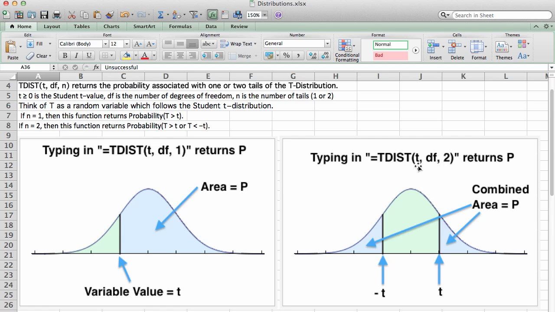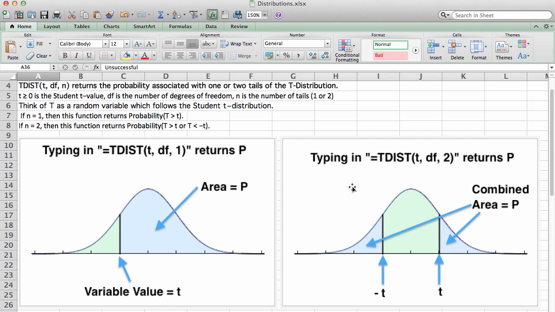In the two-tail mode, if you do TDist of a t value, comma, degrees of freedom, comma 2, it's going to return for you the area of both tails combined that are outside of t and negative t for the t value that you give it. You always have to give TDist a positive value. It will give you an error if you plug in a negative value there.